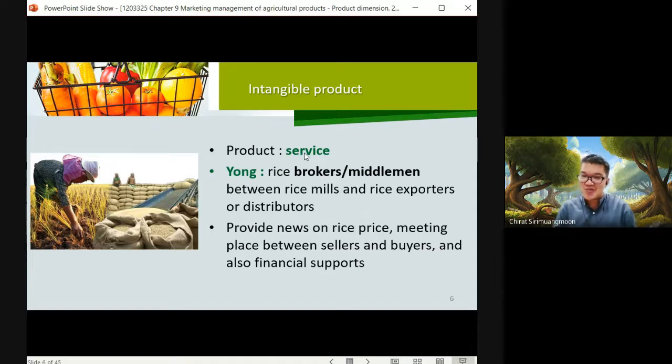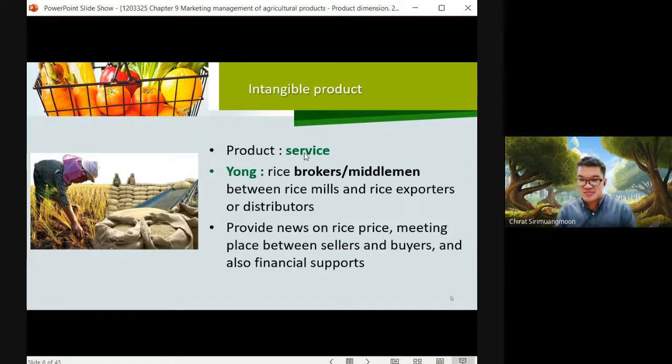This group of people have the job to connect between rice mills and the rice exporters. So they may be the person who is in between. You have the rice mill, you have the Yong, and you have the rice exporter. This middle person takes care of some services, like they're going to provide you some deals on the price. Like for now, this month the price is high or low, or the place for meeting could be a meeting place for the seller and buyer.